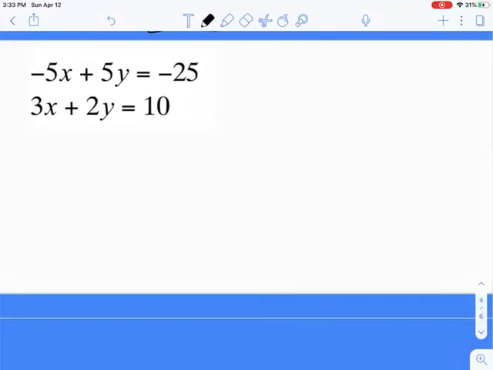Same thing as before. We're going to multiply each equation by the coefficient from the opposite equation. So what I mean by that is, in the first equation we have a 5 and in the second a 2. So we're going to multiply the first equation by the 2, and the second equation by the 5, because we know that 5 times 2 gives us 10, and 5 times 2 gives us 10.